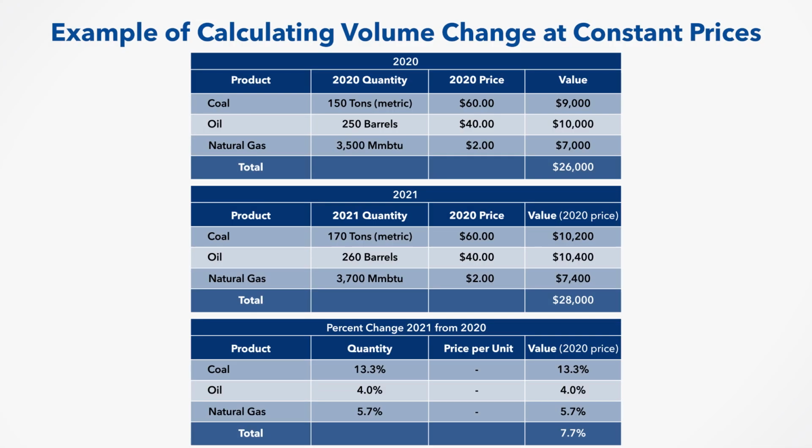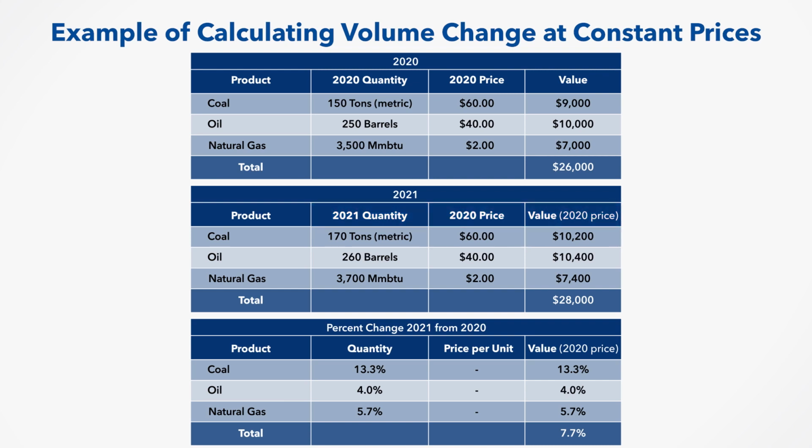Now let's look at how to calculate volume change at constant prices. One way to compare the change in the volume of a basket of products is to value them at fixed prices, such as the prices for 2020. Let's continue with the same example, but in the second panel, we use the actual quantities for 2021 and value them at the prices from 2020.